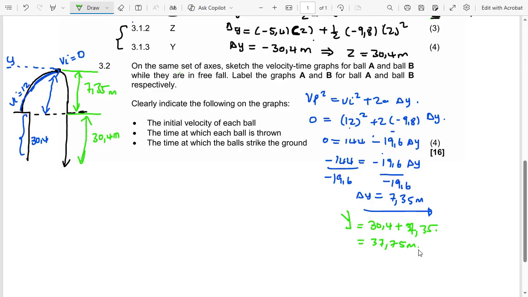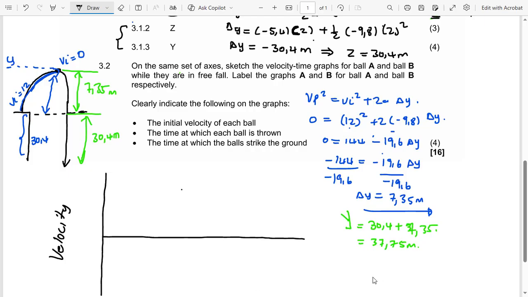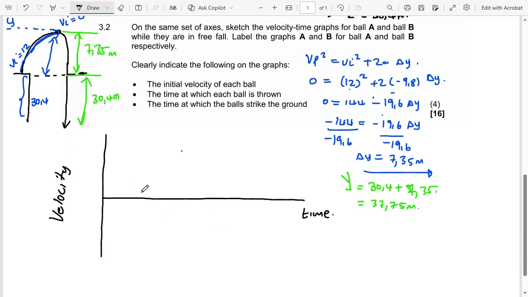Okay, last question. They say that on the same set of axes, sketch the velocity time graph. So if they want the velocity time graph, this is my graph, and this will be my velocity, and this will be my time. I'm just going to put everything that I know so far on this graph, and then I'll explain how this goes. So first things first, the reference point, guys, it's 0.